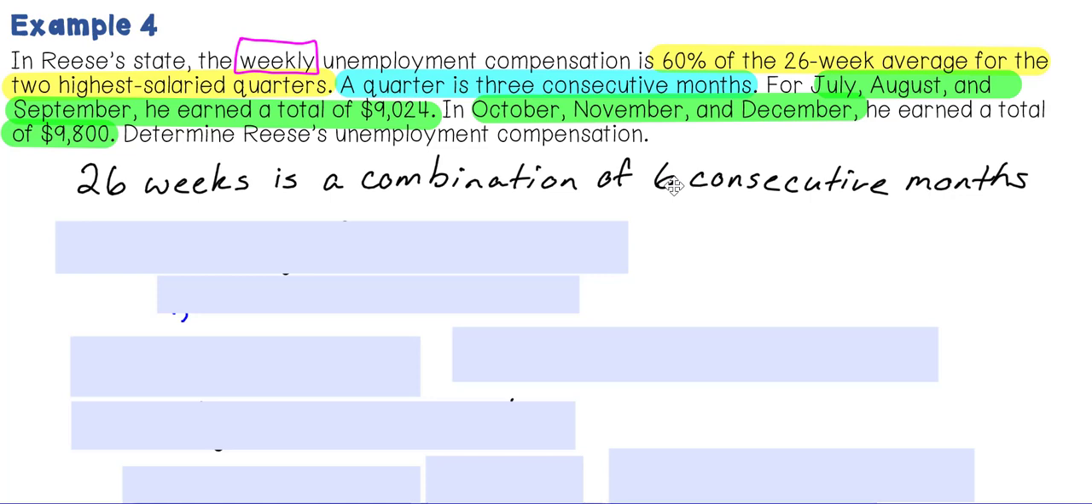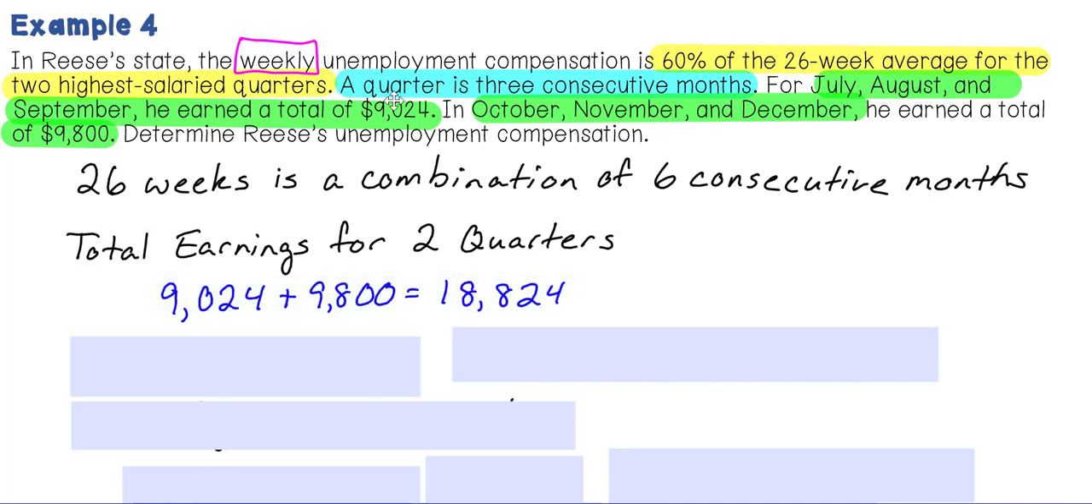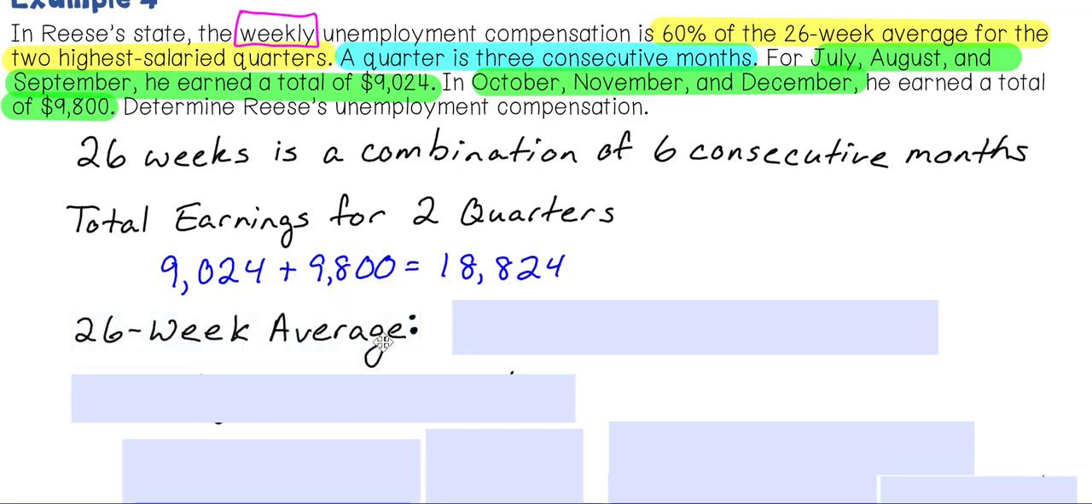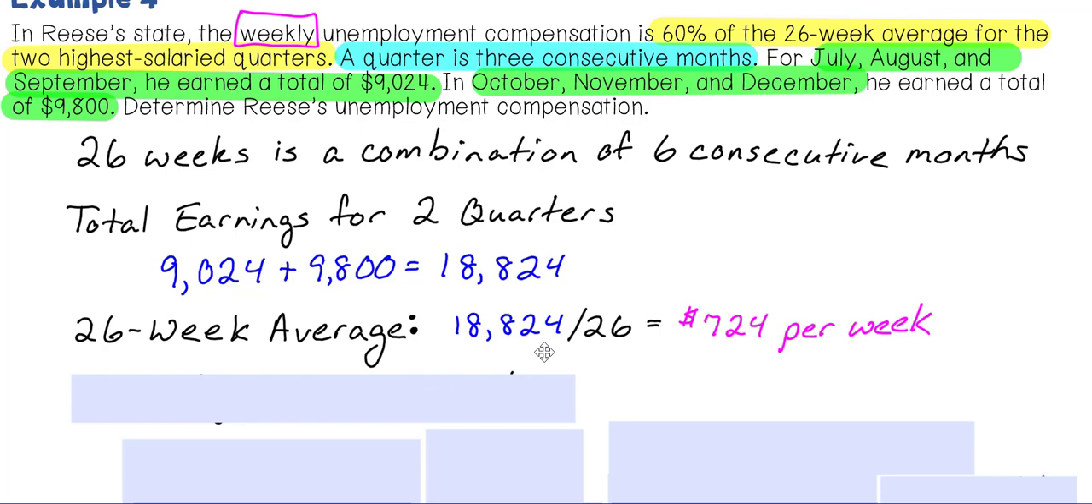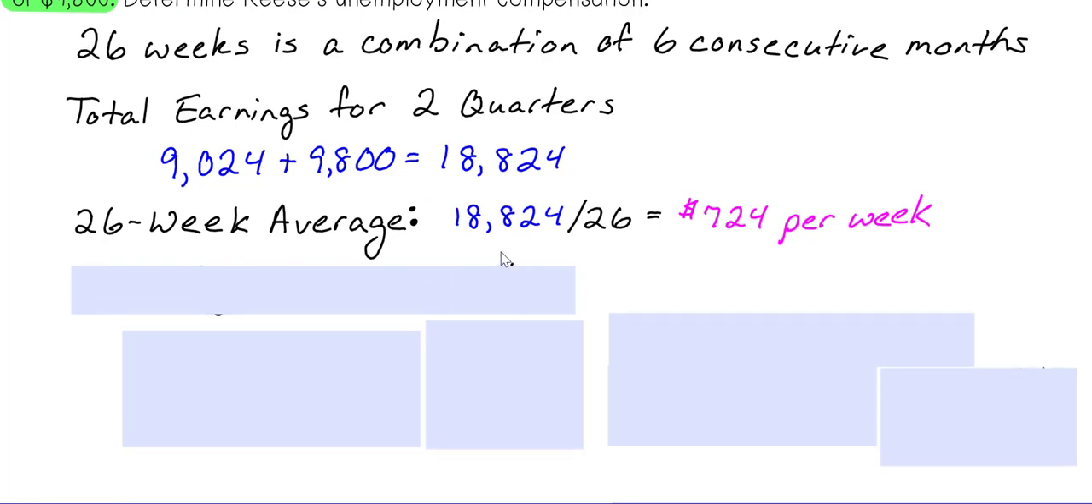So the first thing to do is figure out what is the total earnings for 2 quarters. And that would be the 2 total amounts of $9,024 plus $9,800, and it would be $18,824. So now to convert that into a 26-week average, you would take that total earnings for the 2 quarters and divide it by 26, and that would be $724 per week.